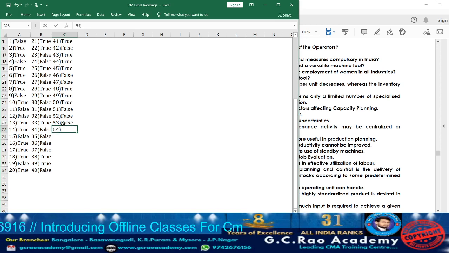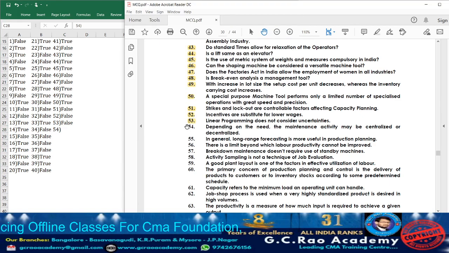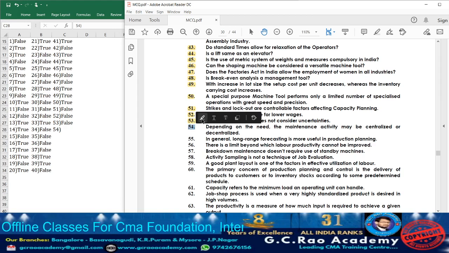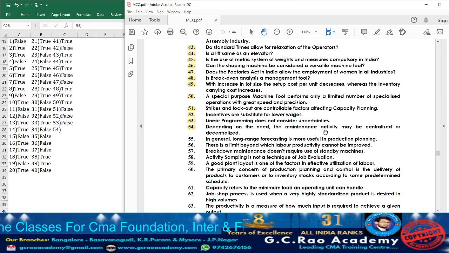Now let us move on to statement 54. What they are telling, depending on the need, the maintenance activity may be centralized or decentralized.